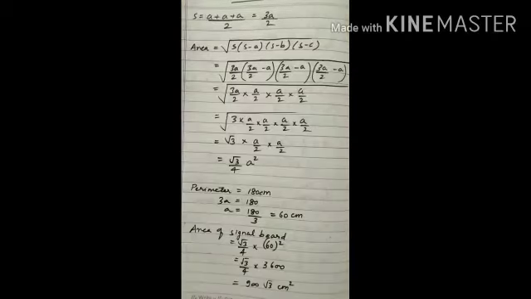In this video, I am explaining some questions from exercise 12.1. Question number 1 is, a traffic signal board indicating school ahead is an equilateral triangle with side A. We have to find out the area of the signal board using Heron's formula. Its perimeter is given as 180 centimeter.